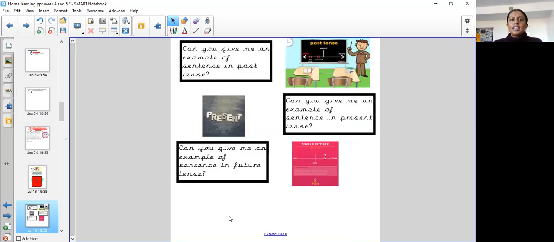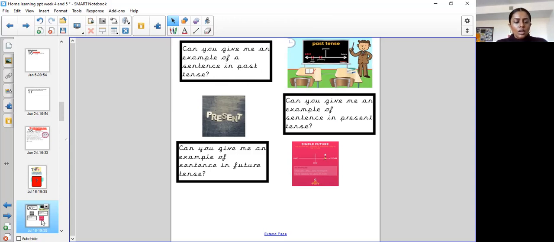Can you give me an example of a sentence in the past? For this activity, have a go at writing down a sentence in the past, and then you can post that onto Tapestry. I will reveal some of them as well. Can you give me an example of a sentence in the present tense? And can you give me an example of a sentence in the future tense? Have a think of how we can use these different types, and I'm going to show you my ideas.